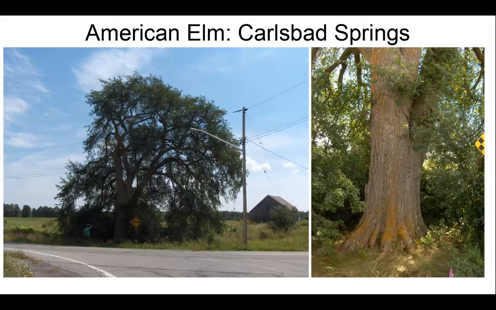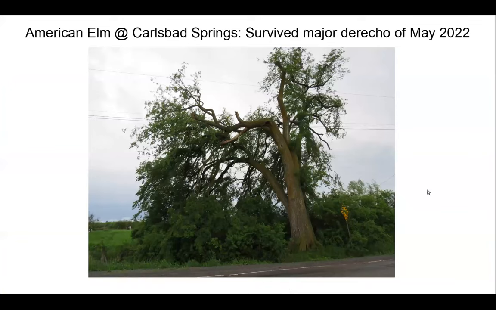Here's an American elm near Carlsbad Springs. This is another 5 foot diameter tree, a fairly short, stocky tree. Again, we noted earlier how they have quite a variation in growth form inherently. This tree was actually in the bullseye of that derecho in May 2022, right in the line of strongest winds, which were equivalent to an F1 or F2 tornado. And this looks like, okay, it got damaged and some leaves are gone. Most of the trees nearby are much more damaged or completely flattened compared to this American elm.